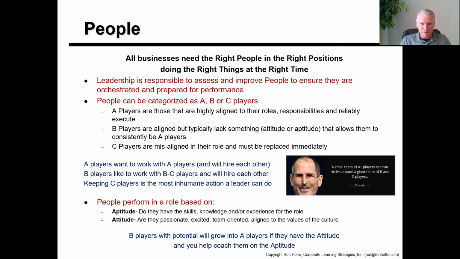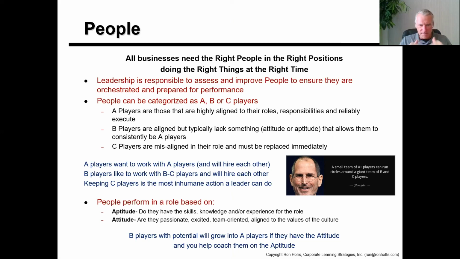So the A players are those that are highly aligned to their roles, responsibilities, and they reliably execute. You know your A players. You love your A players. Typically, you love them so much you ignore them the most because you spend all your time with your C players, which is not what you want to do. The B players are aligned, but they typically lack something. There's an attitude or an aptitude issue. It's what makes them not as consistent. So sometimes they perform, sometimes they don't.